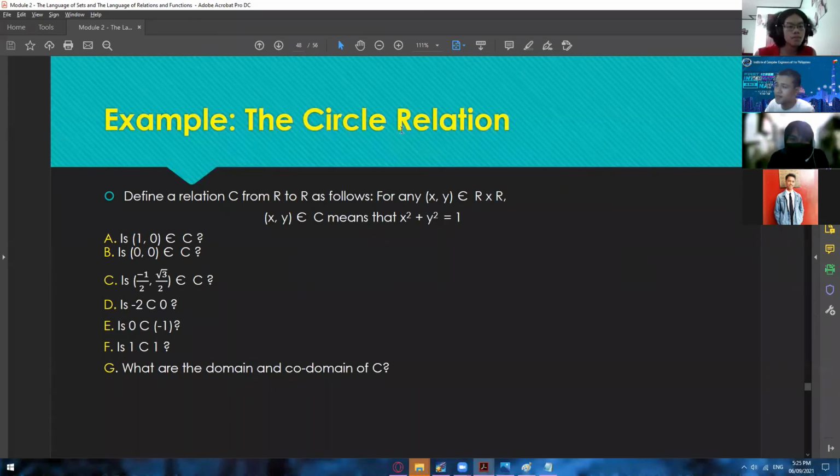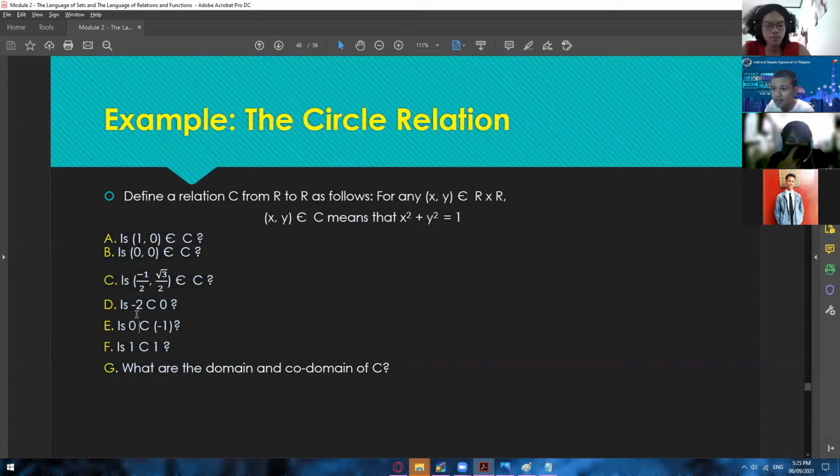The circle relation. Define a relation C from R to R as follows. For any x, y an element of R times R, this R right here is the real numbers, so any number that you can think of. x, y is an element of C means that x squared plus y squared is equal to 1. So all you need to do is get all of the possible combinations. But it would be infinite, of course, especially since we're talking about real numbers, so it's like everything already.